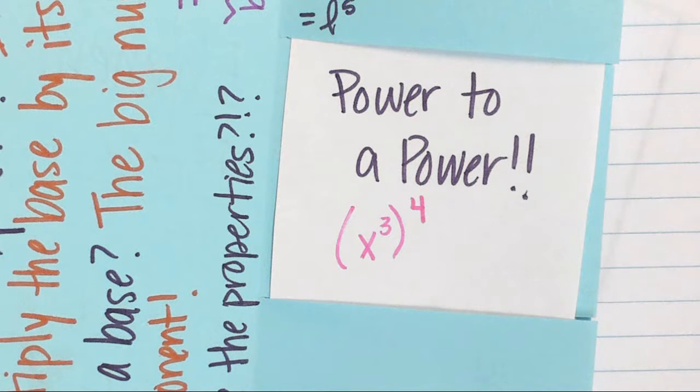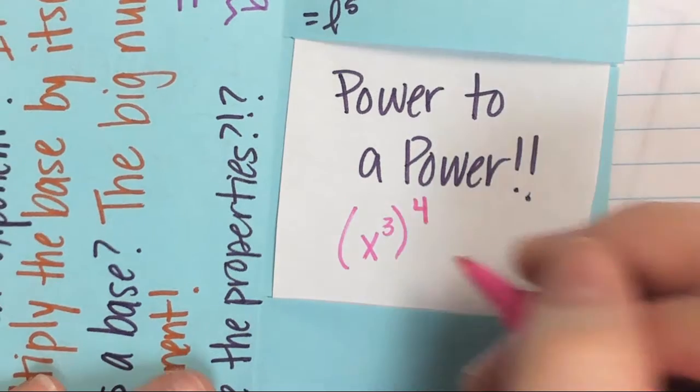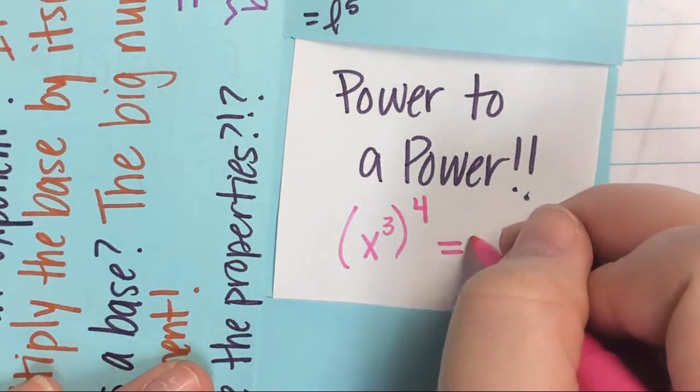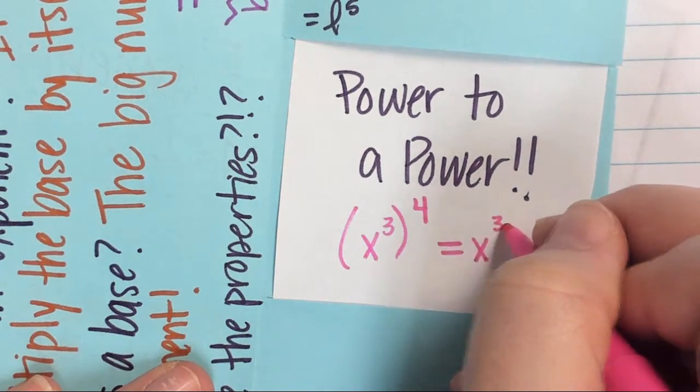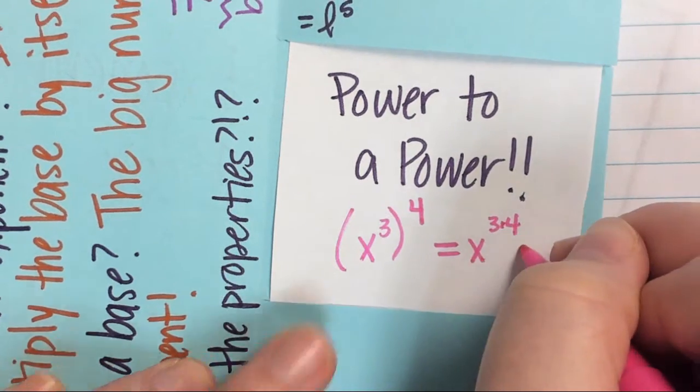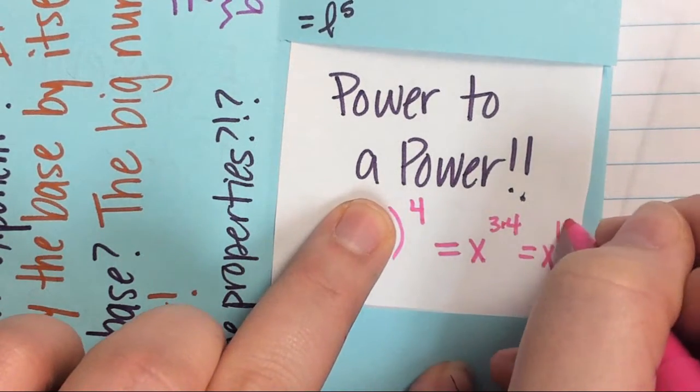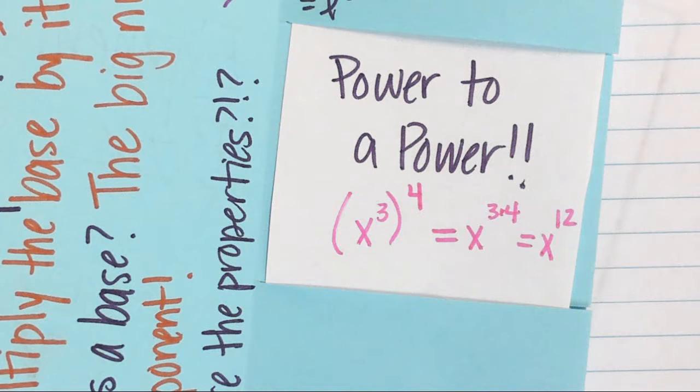Now, when you multiply like bases, you add the exponents. When you divide, you subtract the exponents. What do you do when it's a power to a power? You multiply the exponents. So we're going to do 3 times 4, which is x to the 12th. A power to a power.